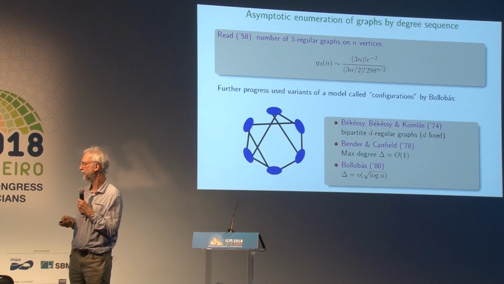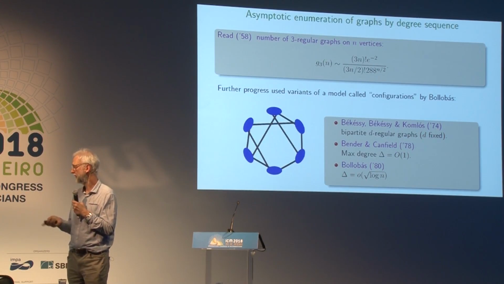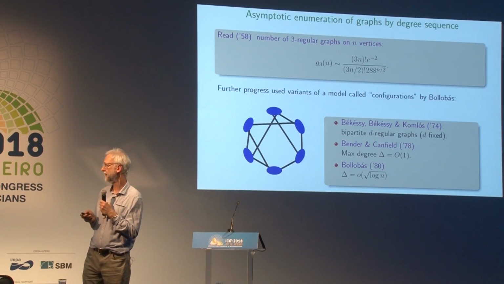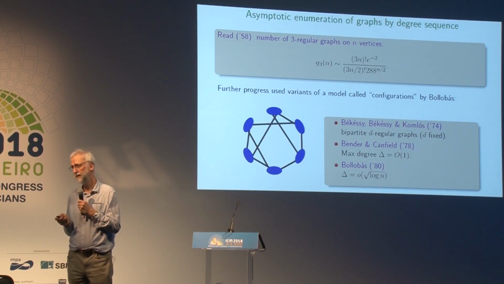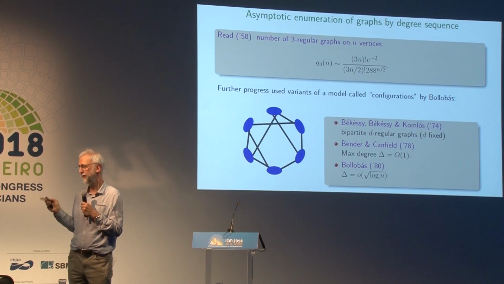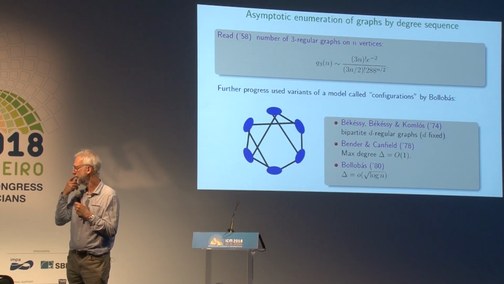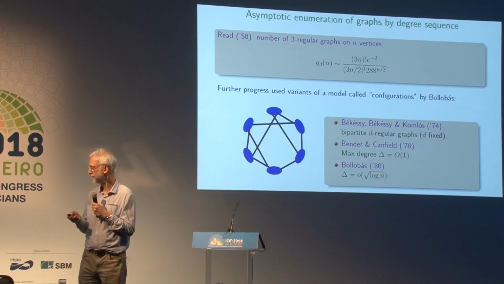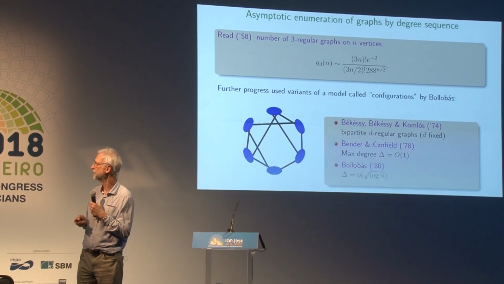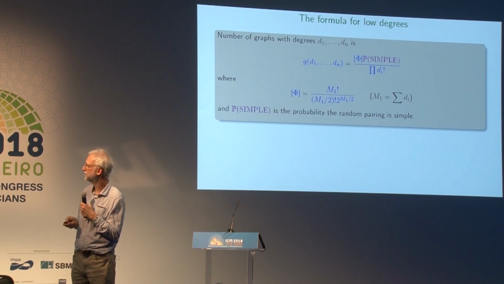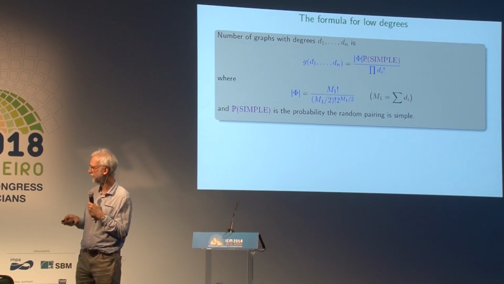So there were various results giving enumeration of quite sparse graphs. Bela got up to maximum degree a little over root log n using the method of moments and similar things. They're all similar methods here. And this gave a formula for the number of graphs with given degrees, actually. Now the formula looks like this.